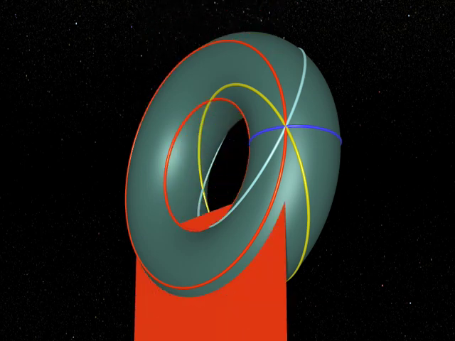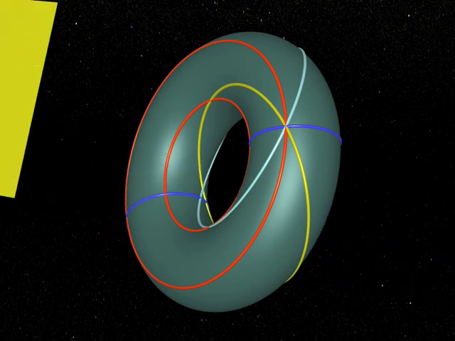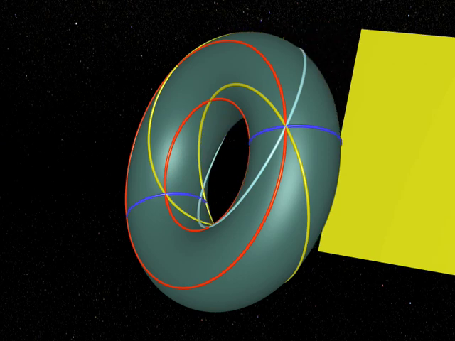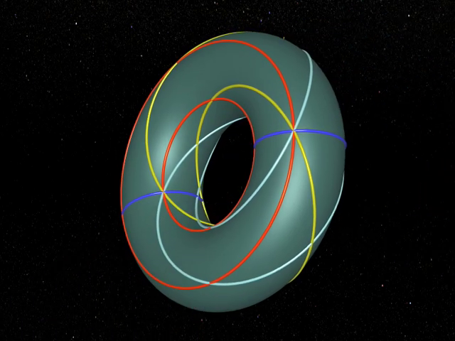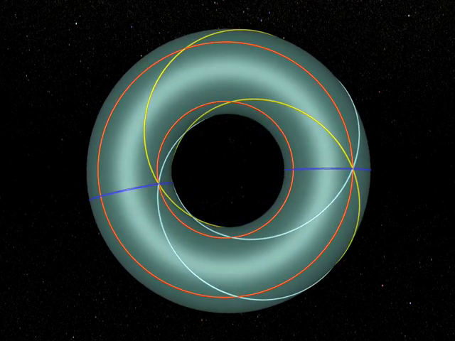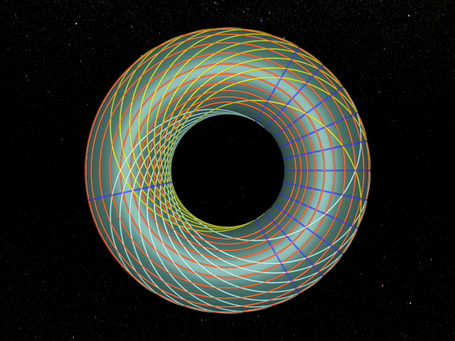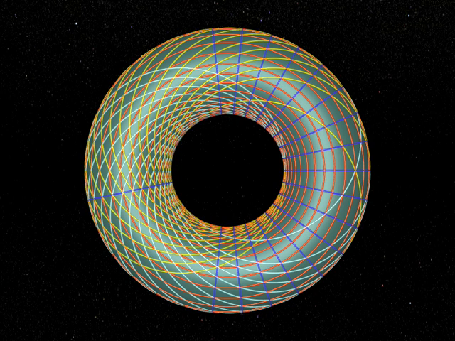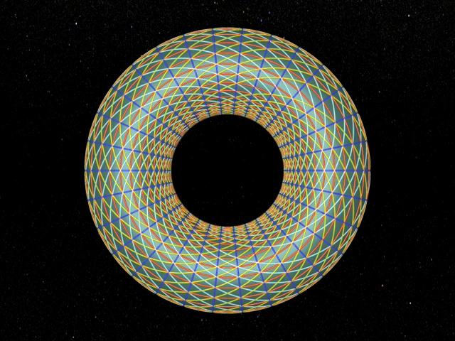And since one can do this at any point of the torus, we see that the torus is covered by 4 families of circles. 2 circles of the same family do not intersect. A blue circle intersects a red circle in a single point. A yellow circle and a white circle intersect in 2 points. These are Villarceau circles.